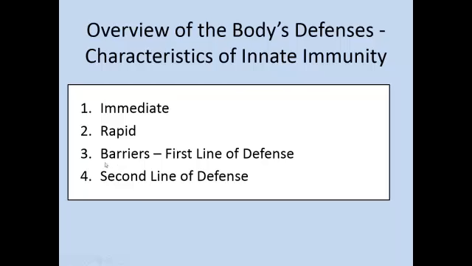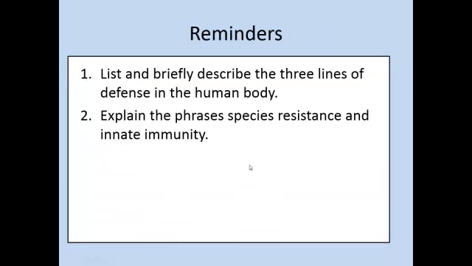And then barriers such as skin and the mucous membrane are the first line of defense. And then the second line of defense would be cells and different things that are on the inside of the body, that are on the inside of the skin and the mucous membrane. Well, that's it for this topic. Here are some reminders of what you need to learn from this brief overview, and let's go on to the next topic.